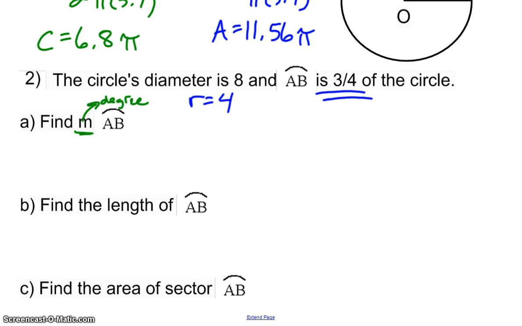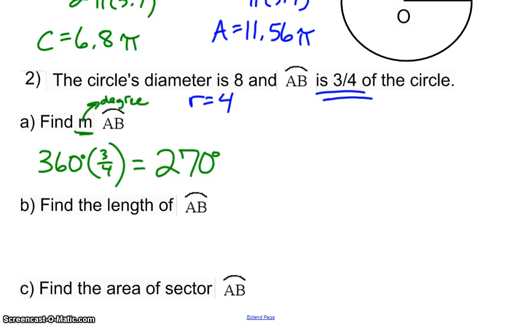If it's taking up 3/4 of the circle, we need to remember that the circle takes up 360 degrees, and we're only taking up 3/4 of it with that arc. So we need to find out what 3/4 of 360 is, and know that the measure of arc AB is 270 degrees.